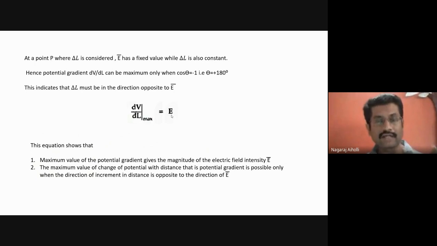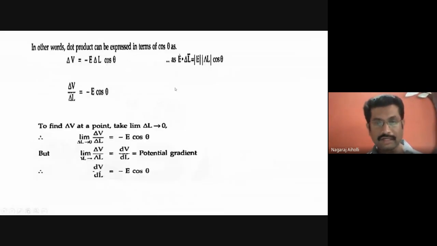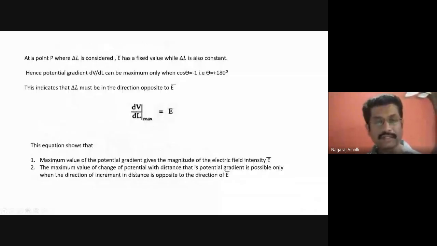Potential gradient gives the electric field intensity. This is one conclusion we can draw from this equation. Another point is that the rate of change of potential with respect to distance, that is potential gradient, has its maximum value only if dl is opposite in direction to E bar. Then theta will be 180 degree and cos theta will be -1, and hence we get dV by dl maximum, that is plus E. These are the 2 points we can understand from this equation.